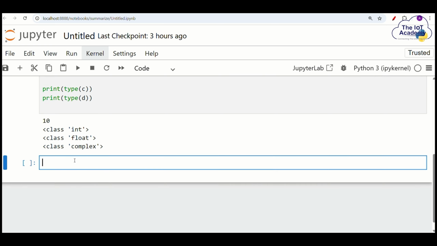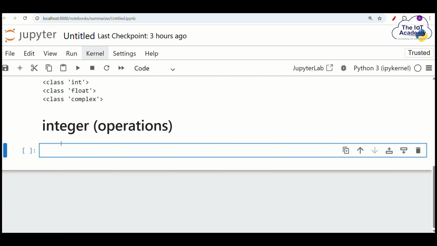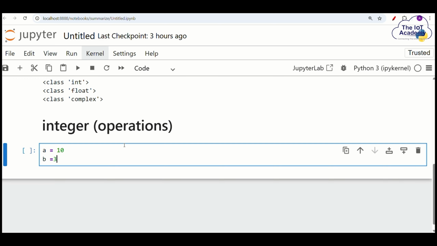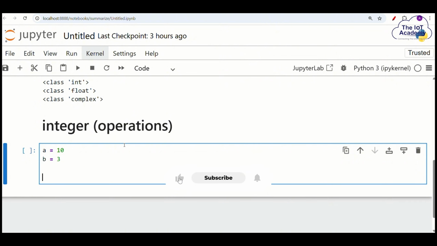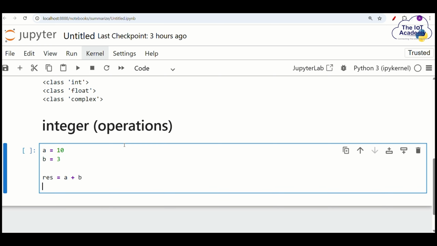Let's delve a little bit deeper into integers, and let's get more specific into integer operations. Let's convert this cell into a markdown cell. Integer operations. So let's say a equals 10 and b equals 3. It's been acting funny. Let's say result equals a plus b, and you print this thing out.